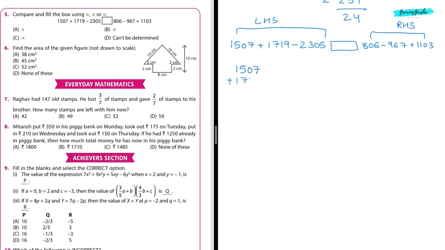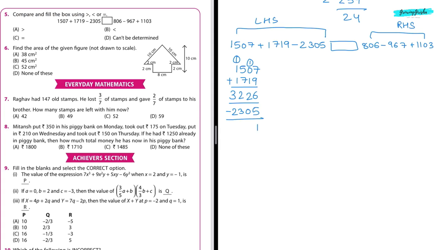1507 plus 1719. 9 plus 7 is 16, carry forward 1. 1 plus 1 is 2. 5 plus 7 is 12, 2 carry 1. 1 plus 2 is 3. The sum is 3226. Now 3226 minus 2305.